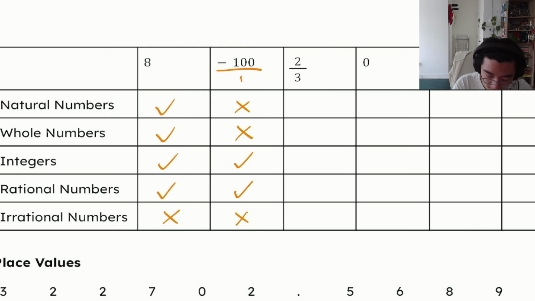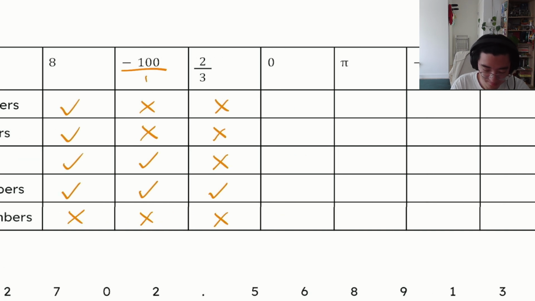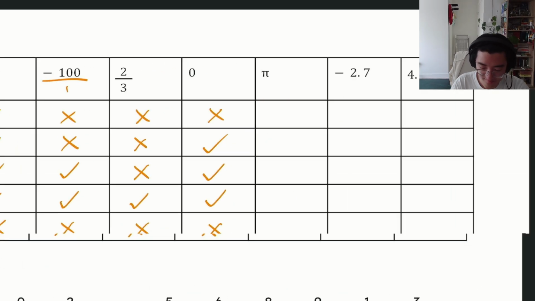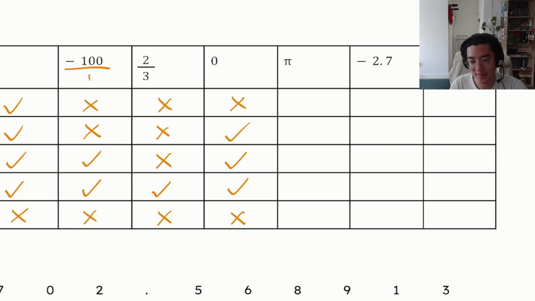2 over 3. Natural, not natural. Whole number, not whole. Integer, not an integer, because all those require you to be just a number by itself. Rational, of course, it's a fraction. Irrational, nope. 0. Natural, indeed not natural, right? By definition, it is a whole number, because again, we do not count with 0. Integer, it's an integer. Rational, of course it is. Not irrational.